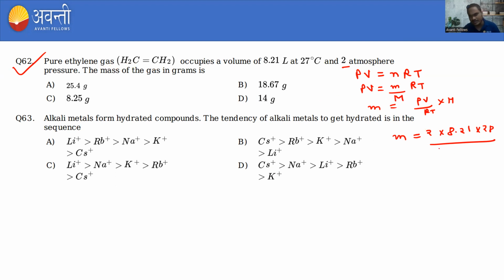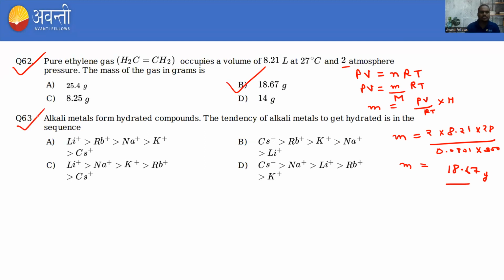Or we remember the value of R, that is 0.0821, and the temperature is 27°C, that is 300 Kelvin. So on putting the values, you'll get the mass. So mass comes out to be 18.67 gram. So which option is correct, beta? That is B. So option B is absolutely correct.